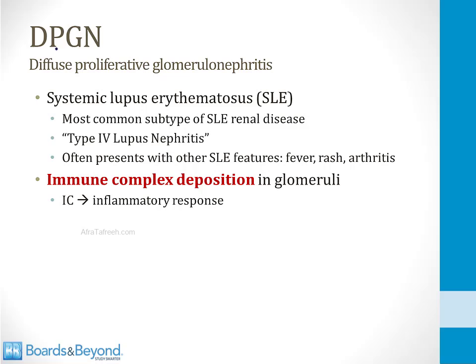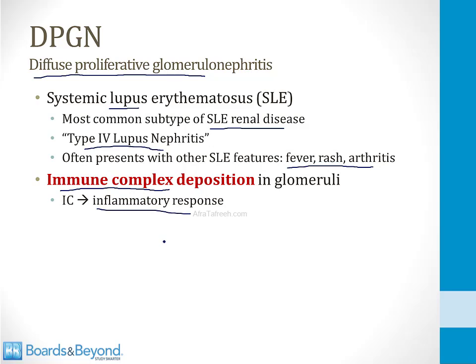Our next cause of the nephritic syndrome is diffuse proliferative glomerulonephritis. This is seen in patients who have lupus. This is the most common subtype of lupus renal disease. It's called type 4 lupus nephritis. And in terms of recognizing this in a board question, you should be aware that it will often present with other features of lupus like fever, rash, or arthritis. Just like in post-streptococcal glomerulonephritis, the problem in diffuse proliferative glomerulonephritis is immune complex deposition in the glomeruli. The immune complexes lead to an inflammatory response that leads to nephritis and the nephritic syndrome.